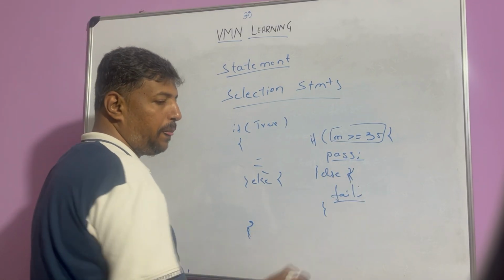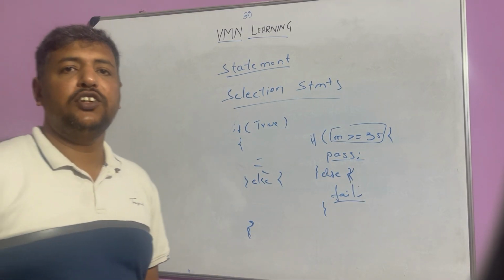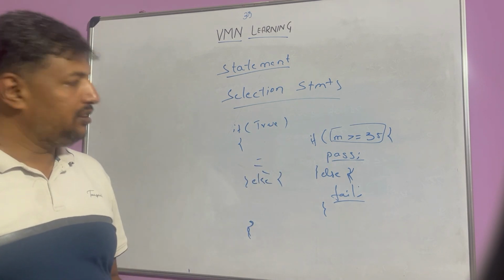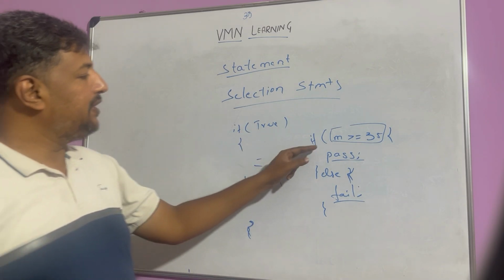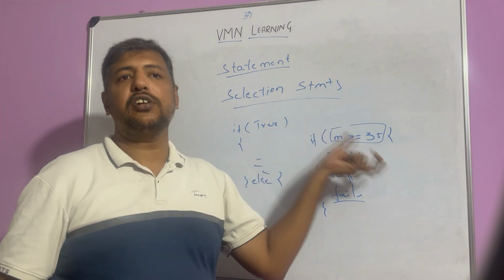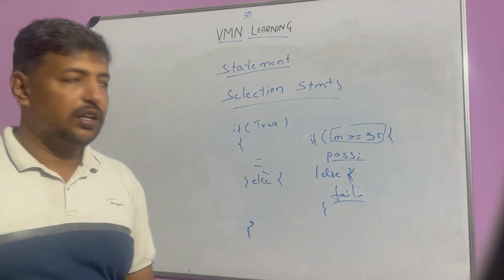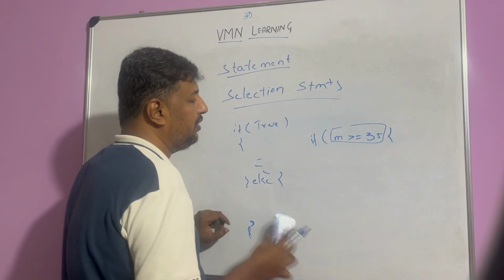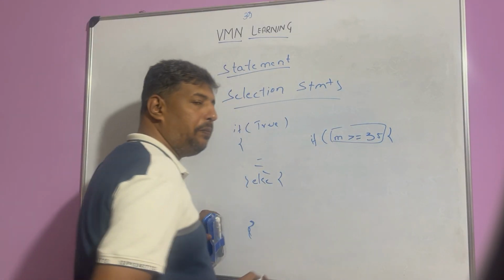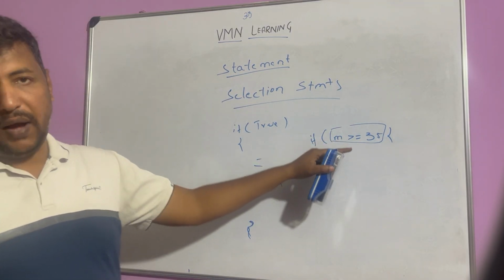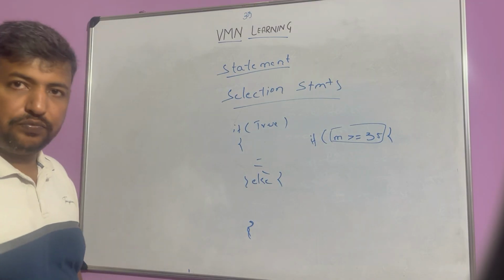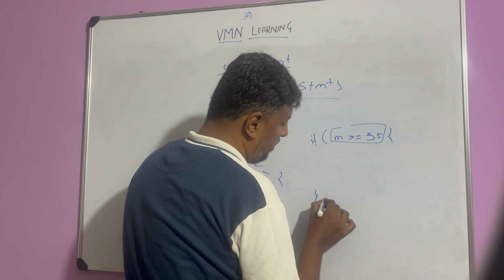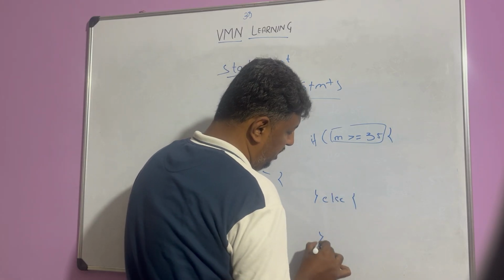There are many conditions where, even inside the if condition, I have to check another condition. For example, let me say I have to give a person who has passed a distinction. Now consider this is X, else part is fail.